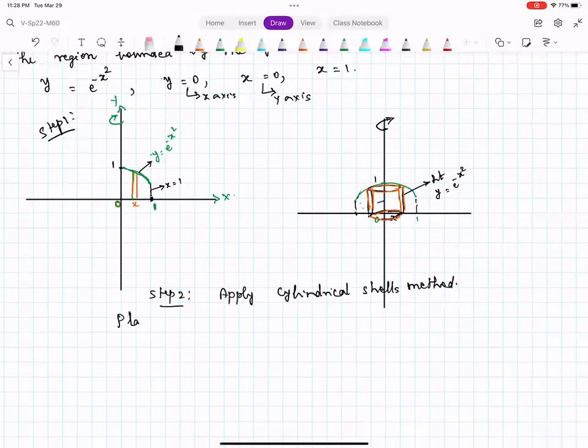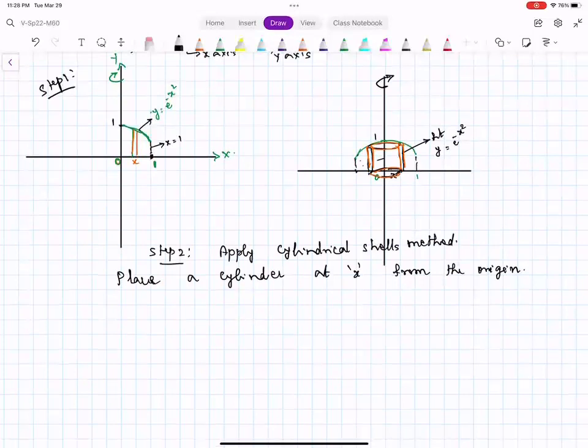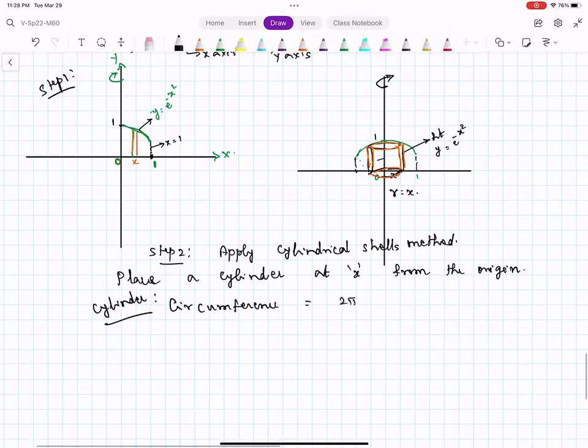Place a cylinder at x from the origin. So the radius of the cylinder is actually x. Radius of the cylinder will be x. So the circumference of the cylinder is 2 pi radius, which is 2 pi x in this case.